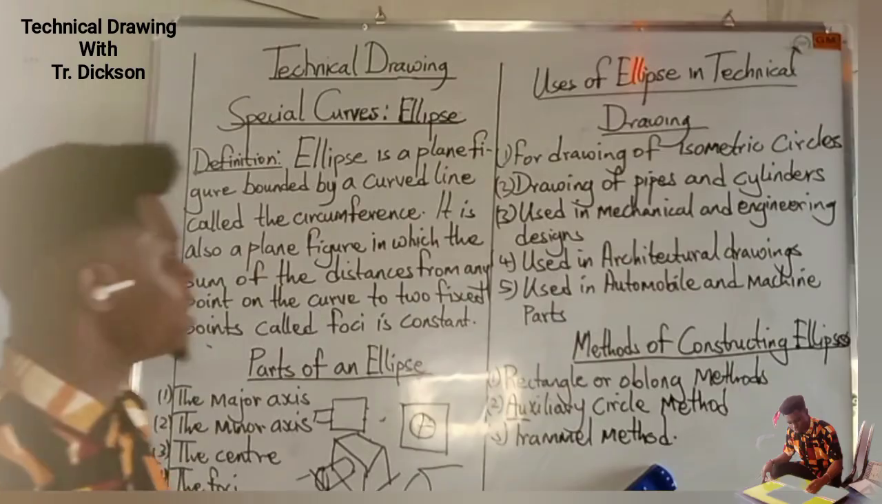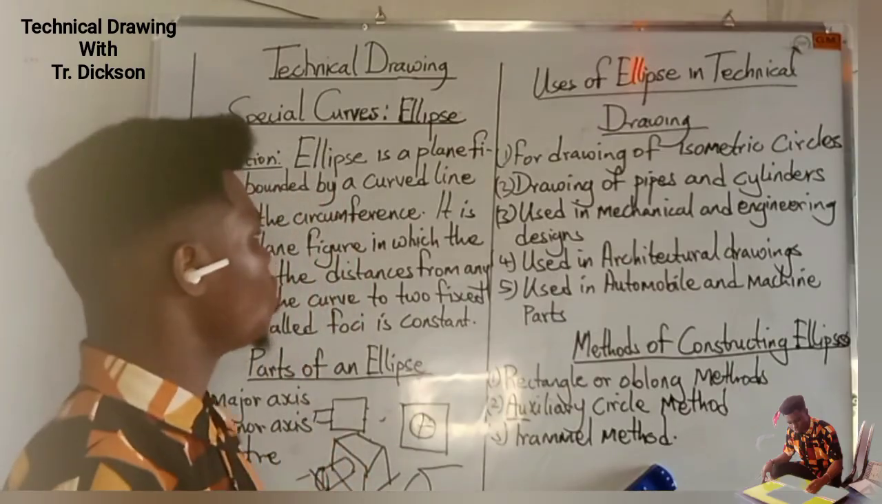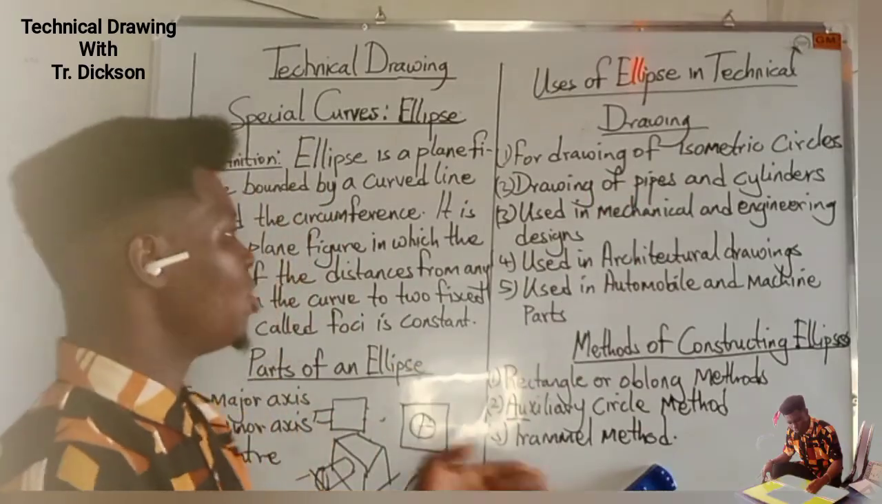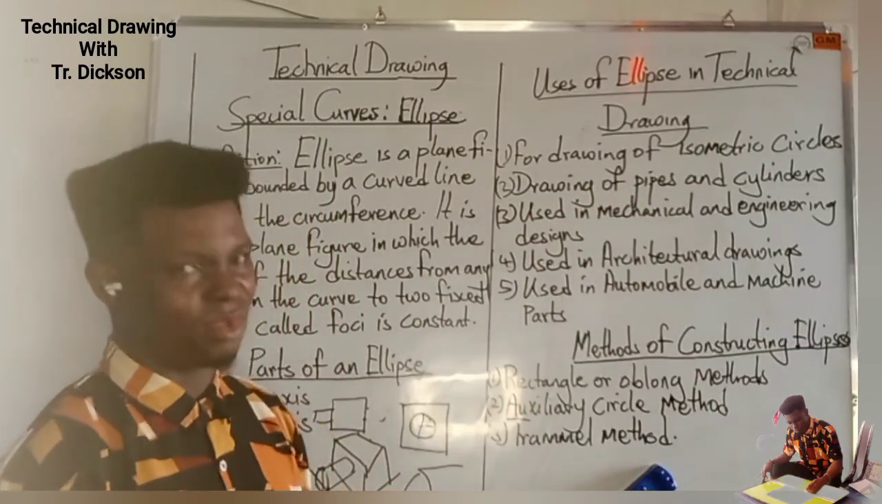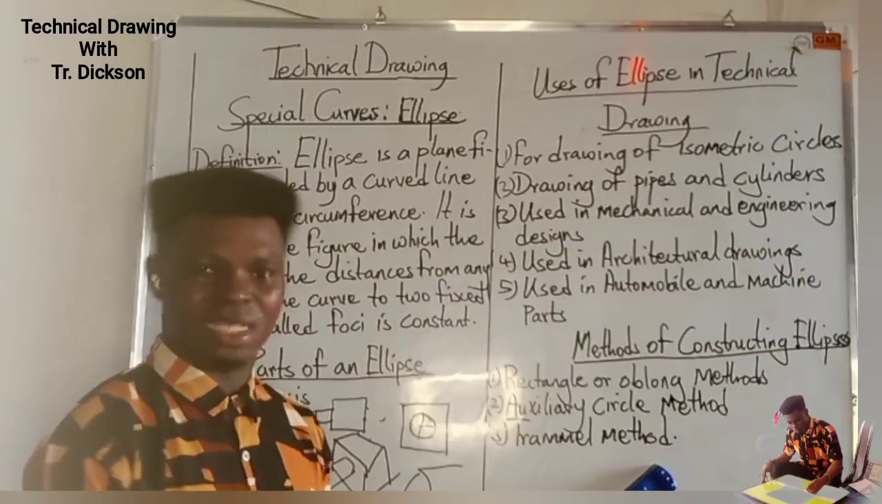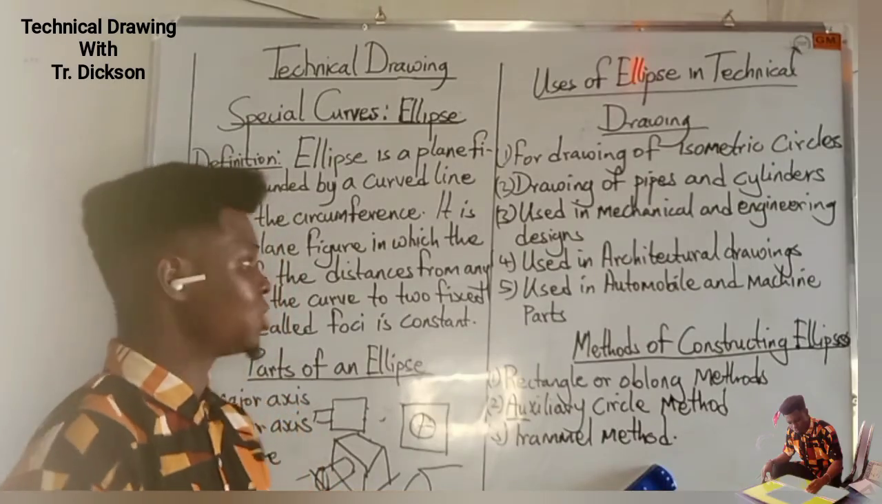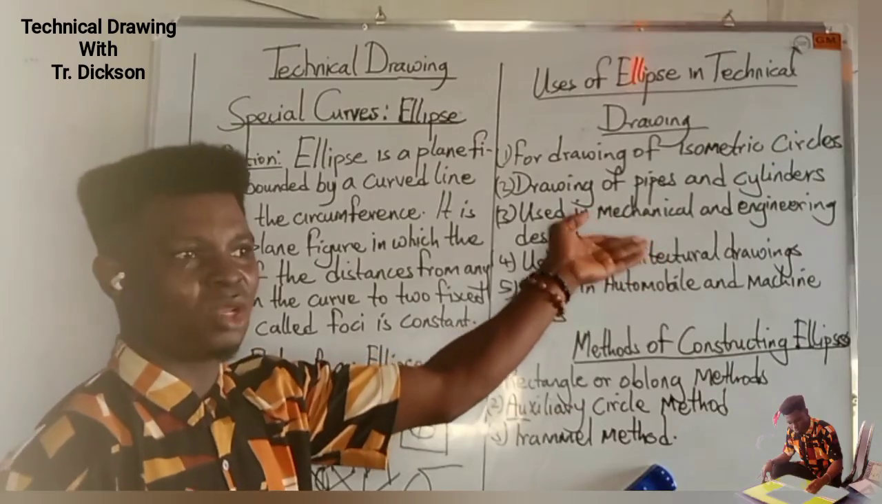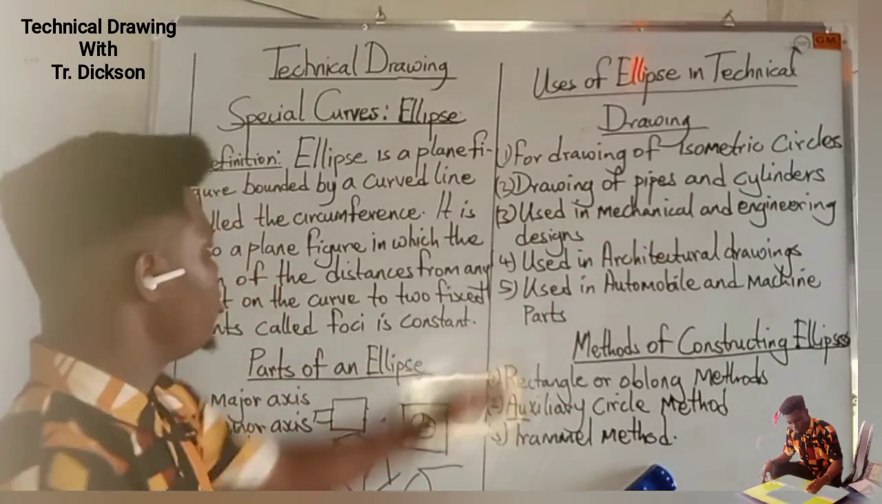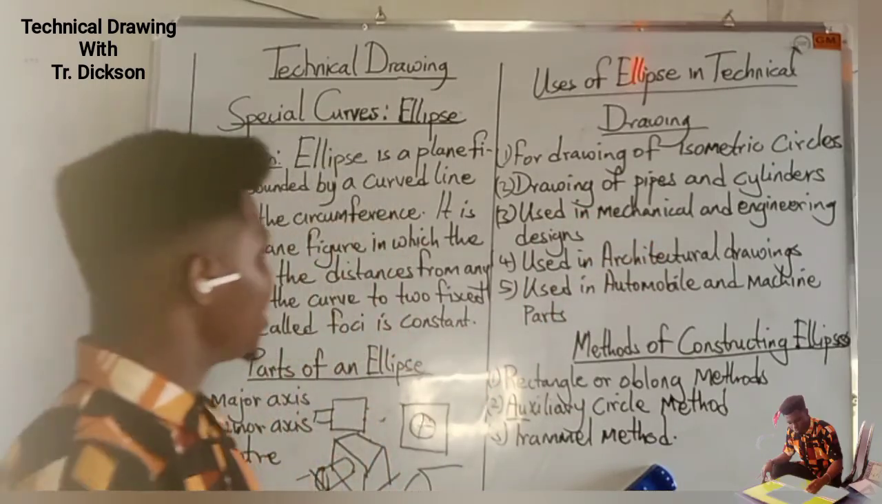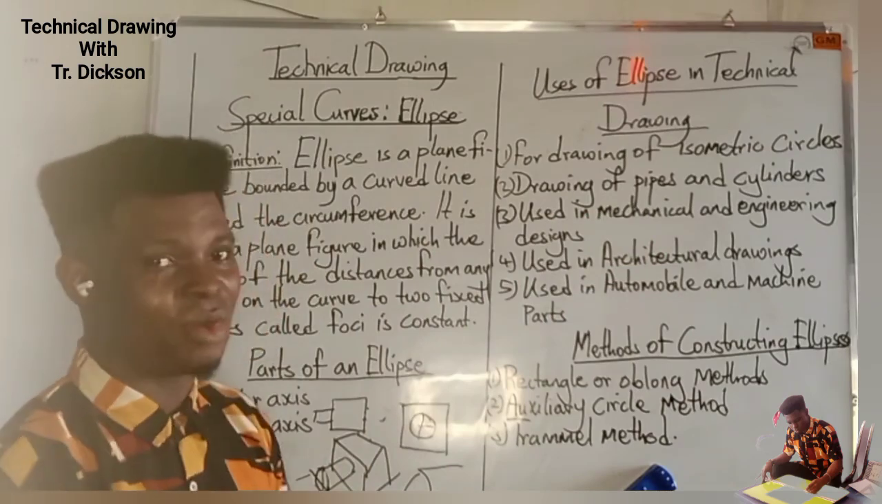Number two, an ellipse is used for drawing pipes and cylinders. We already know what a cylinder is, and a pipe is a common material in use in society, like what you use in your soakaway and so on. Number three, it is used in mechanical and engineering designs.